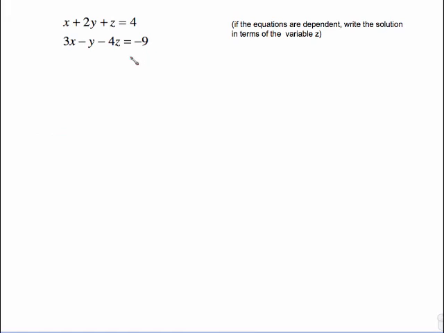This is another special case because there are 3 variables, but there's only 2 equations. So this tells you over here, if the equations are dependent, write the solution in terms of the variable z. That is telling you that when you do this and you eliminate to begin with, don't eliminate z. Don't eliminate z. So you can eliminate x or you can eliminate y, whatever you want to do.